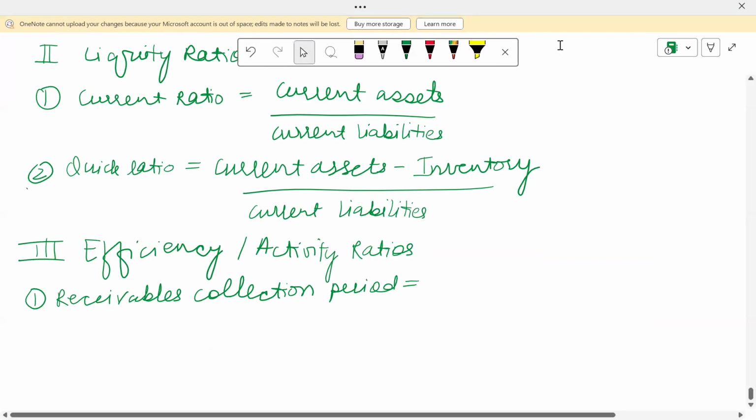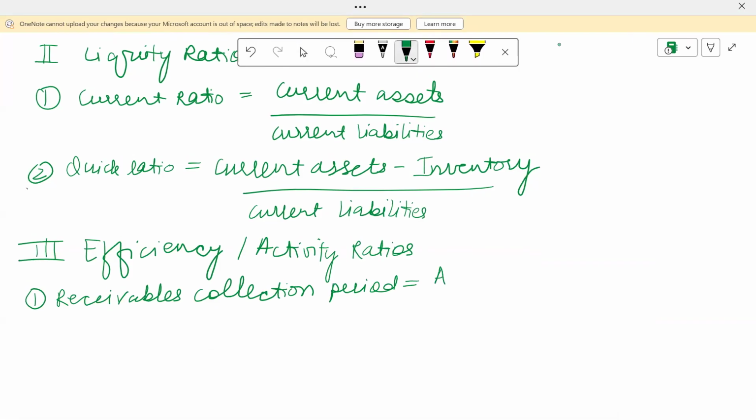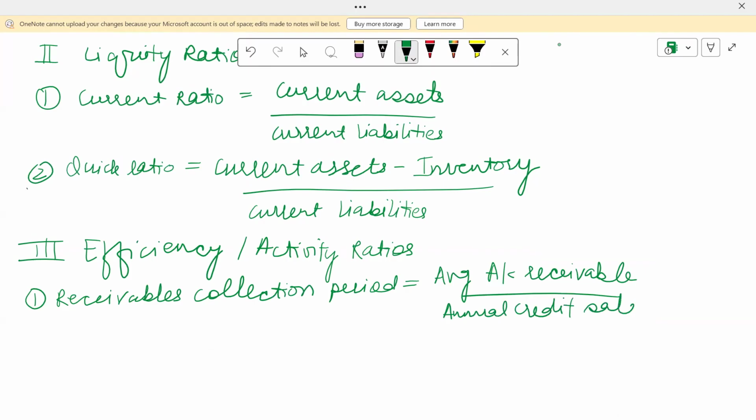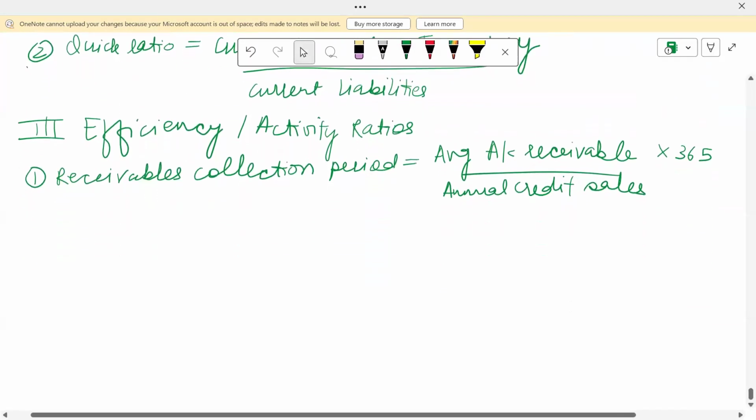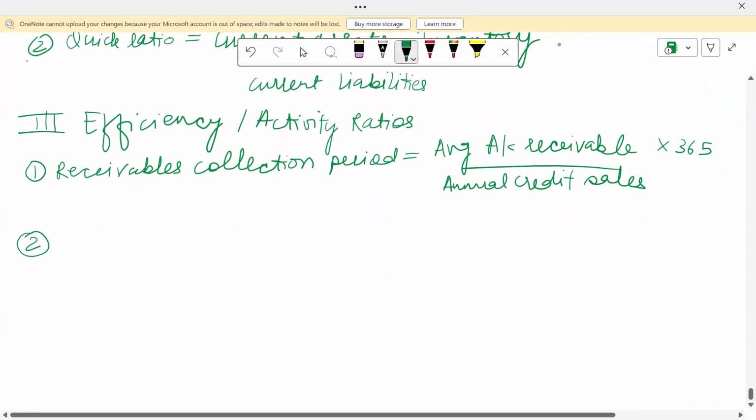So the formula to work out the same is your average accounts receivable divided by your annual credit sales, and the same needs to be multiplied by 365. With this you will have your answer in terms of number of days.